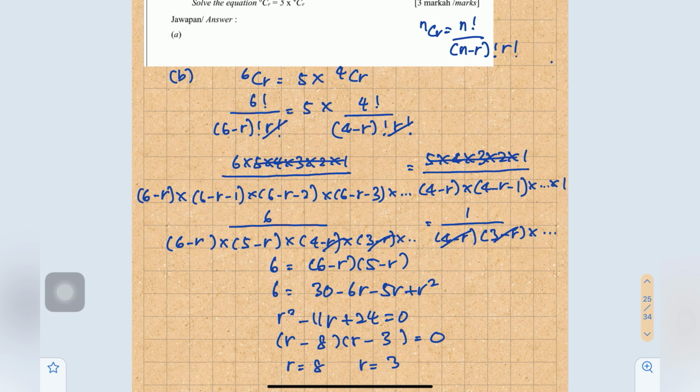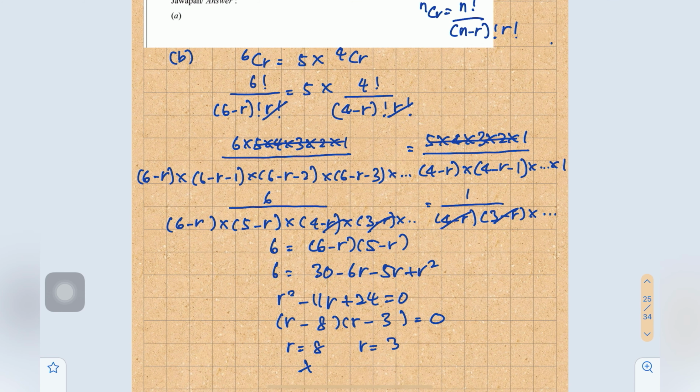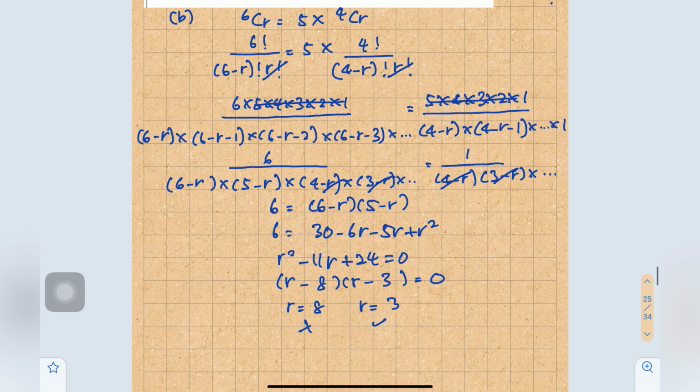So dapatlah R equals to 8, R equals to 3. Okay, so kalau kita tengok dekat sini, kita ada 6CR kan. Jadi R tak boleh lebih besar daripada 6 lah. So ni tak boleh. So kita ambil R equals to 3. So therefore R equals to 3.